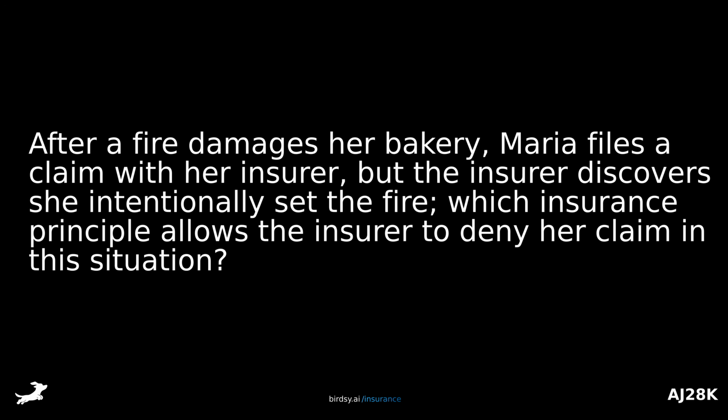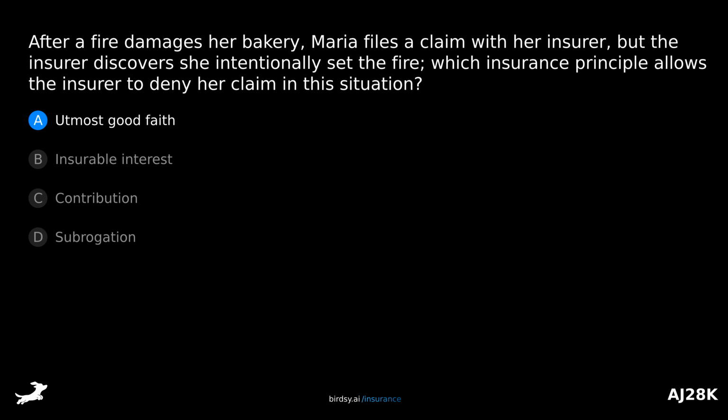After a fire damages her bakery, Maria files a claim with her insurer, but the insurer discovers she intentionally set the fire. Which insurance principle allows the insurer to deny her claim in this situation? Is it A, utmost good faith, B, insurable interest, C, contribution, or D, subrogation?